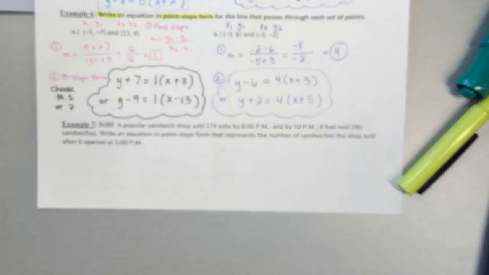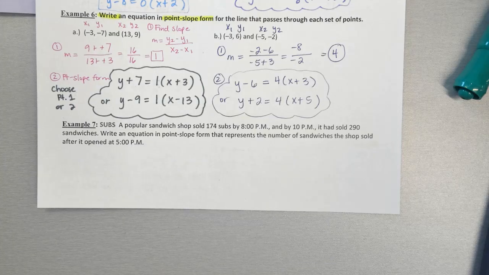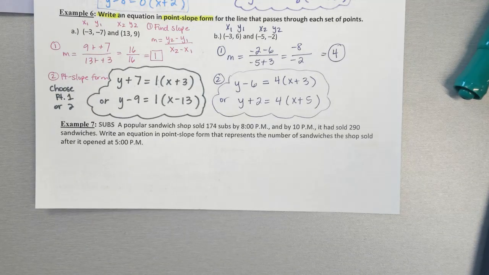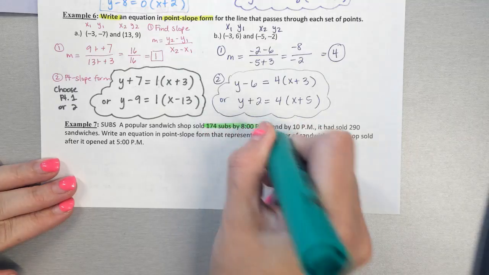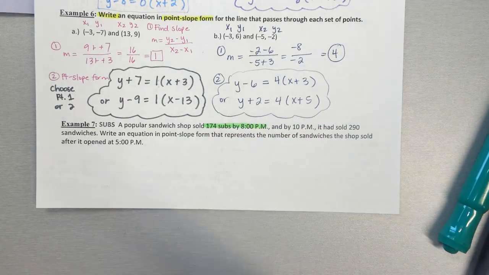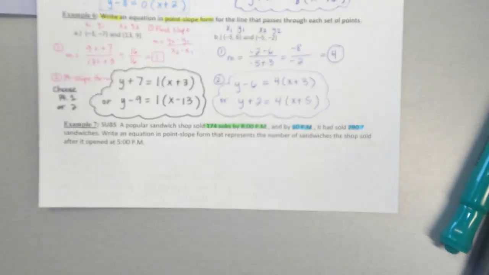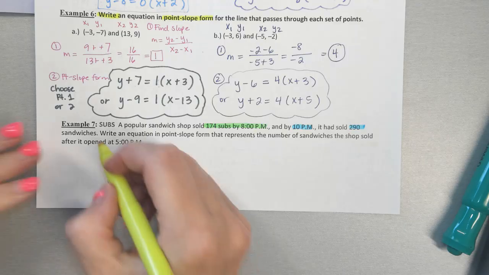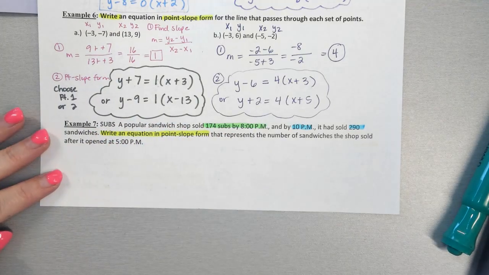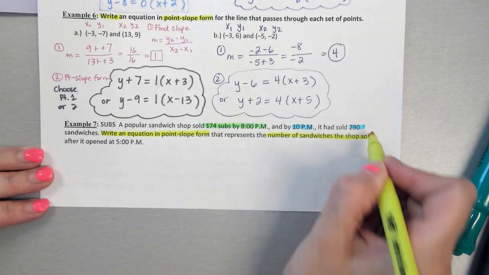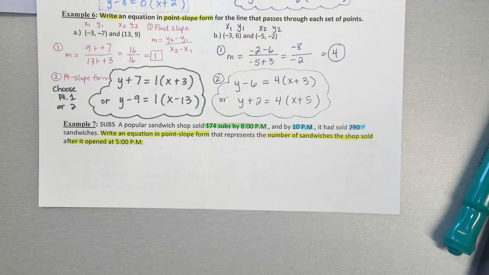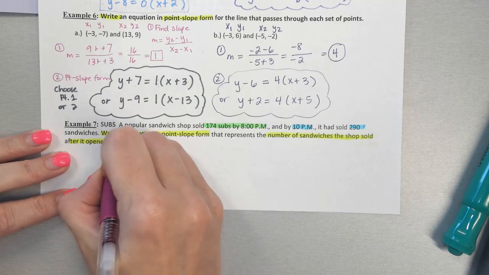Okay, so for our next story problem, talking about subs, a popular sandwich shop sold 174 subs by 8 p.m. and then by 10 p.m. it sold 290 sandwiches. Write an equation in point slope form that represents the number of sandwiches the shop sold after it opened at 5 p.m. So in this case, 5 p.m. is going to be our start time.